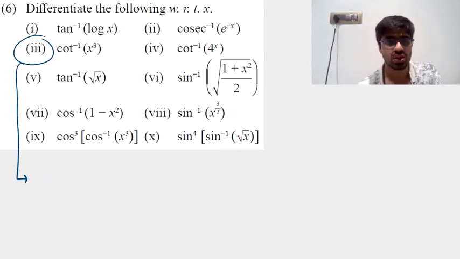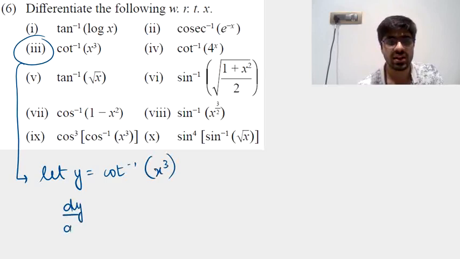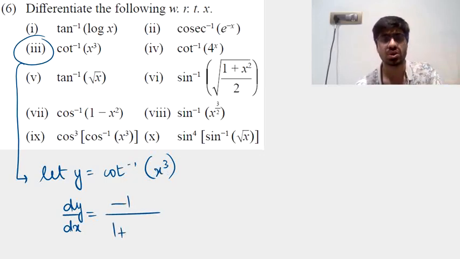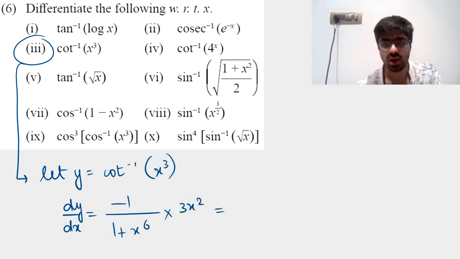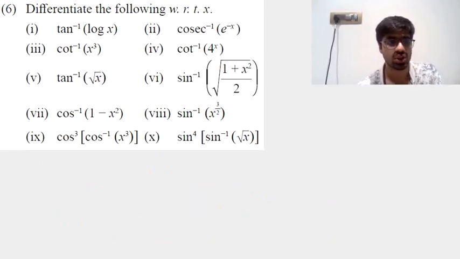It's cot inverse of x cube. So let y be the given function. And finally dy by dx. So that is going to be the derivative of cot inverse of x, which is minus 1 upon 1 plus x square, that is x power 3 the whole square, which is going to be x power 6. You need to multiply it with the derivative of whatever was taken in place of x, that is you multiply it with the derivative of x cube, which is 3x square. So the final expression is minus 3x square upon 1 plus x power 6. Yeah, that's dy by dx for the third question.